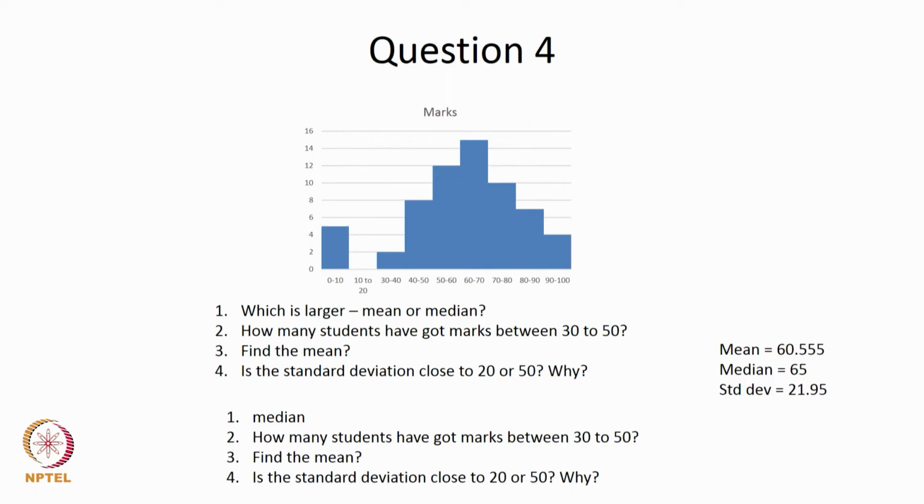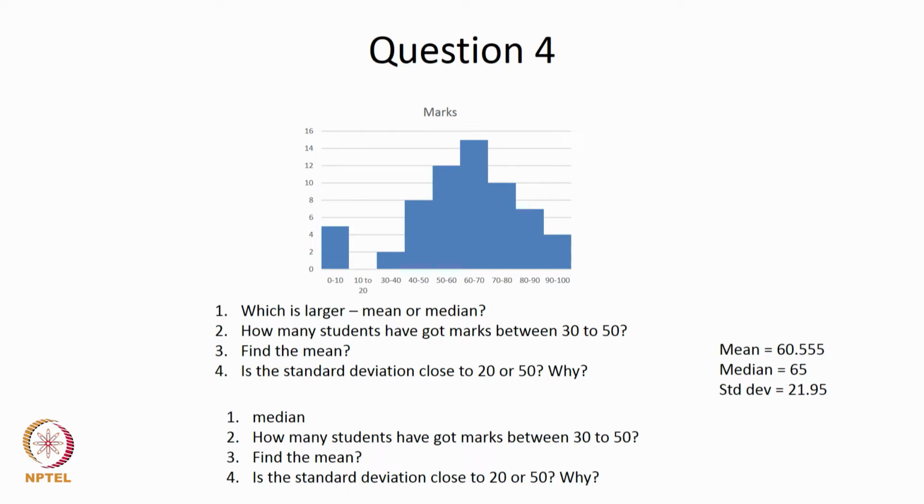In this question, we show a distribution of marks in the form of a histogram, which is shown here, and the questions are: which is larger, the mean or the median? How many students have got marks between 30 and 50? Find the mean, and is the standard deviation close to 20 or 50, and why? We have also shown the mean, median and standard deviation here, but at times by looking at the picture we will be able to say a few things.